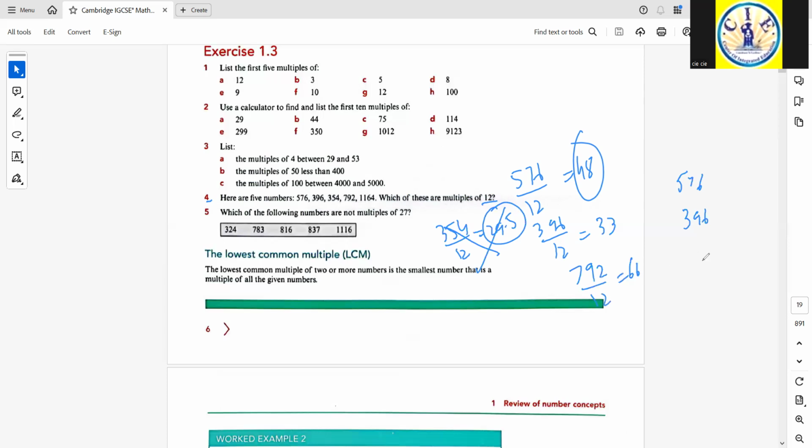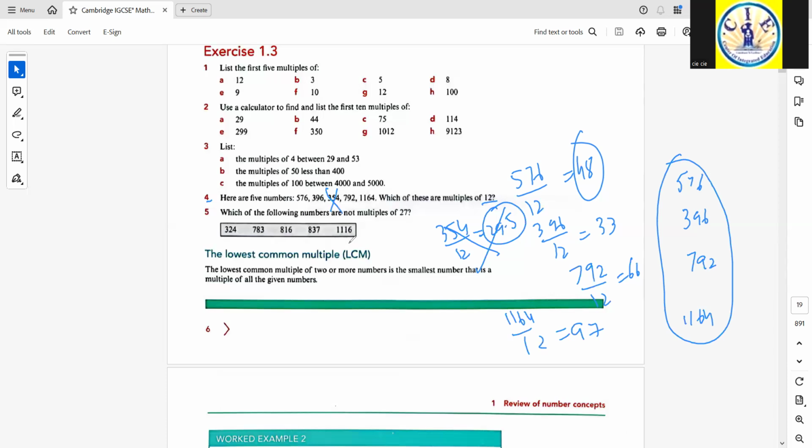So yes, 792 is a multiple of 12. And then 1164. When you divide it by 12, you get 97. This is a whole number. So yes, 1164 is a multiple of 12. Only 354 was not a multiple of 12. The rest are all multiples of 12.